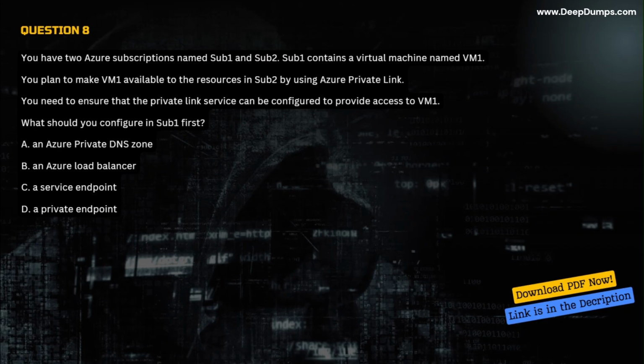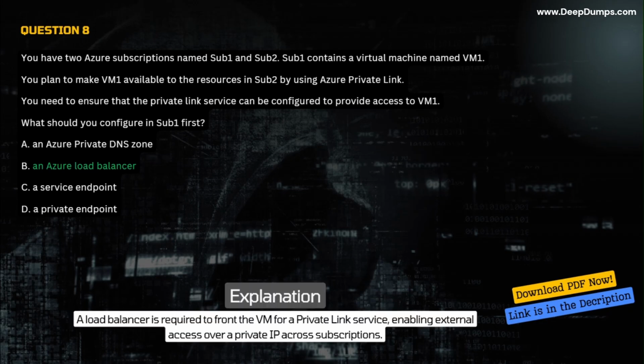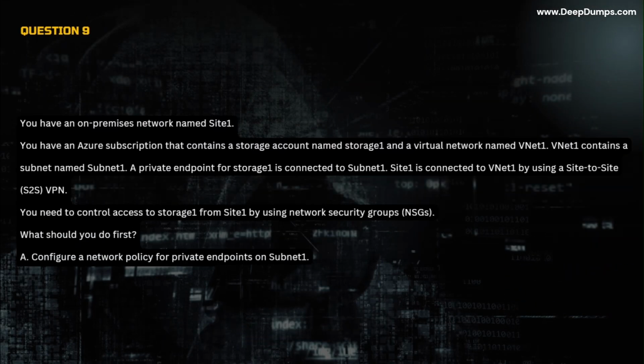A. An Azure Private DNS zone. B. An Azure Load Balancer. C. A service endpoint. D. A private endpoint. Correct answer B. An Azure Load Balancer. Explanation. A load balancer is required to front the VM for a private link service, enabling external access over a private IP across subscriptions.